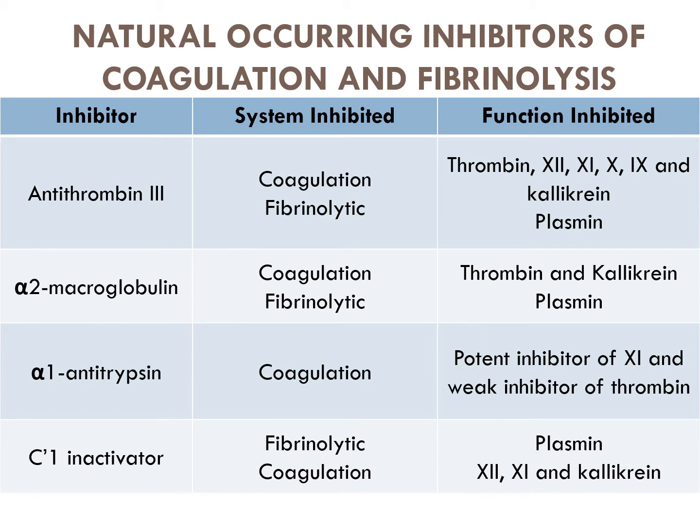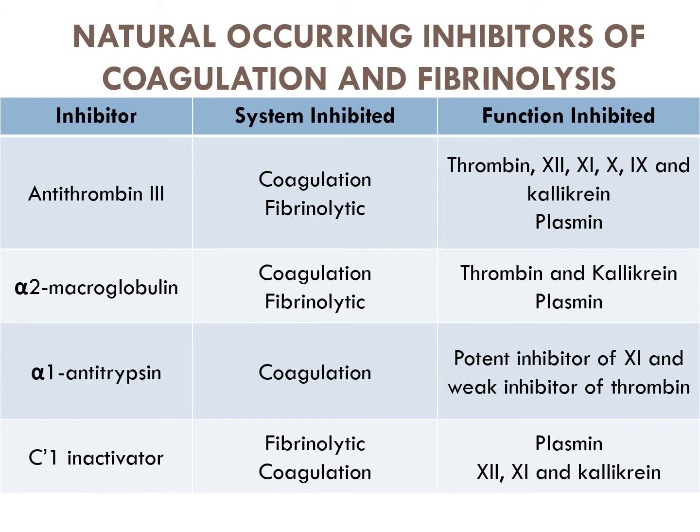So this table shows the list of naturally occurring inhibitors that are circulating in our system, and which systems are they trying to inhibit? Is it the coagulation system or the fibrinolytic system? First we have antithrombin 3, which can inhibit both the coagulation and fibrinolytic system. Antithrombin 3 has an inhibitory effect against thrombin, factors 12, 11, 10, 9, and even kallikrein. And for the fibrinolytic system, it inhibits your plasmin.